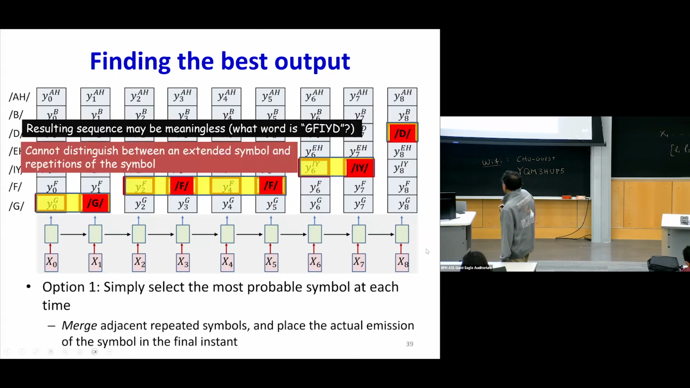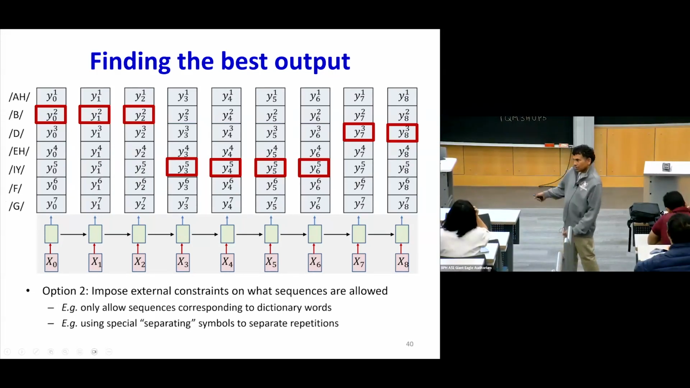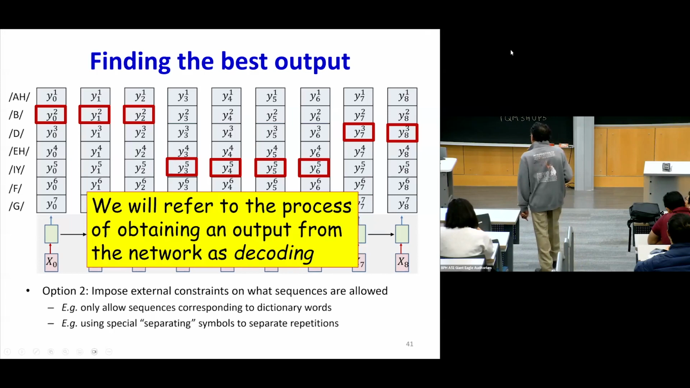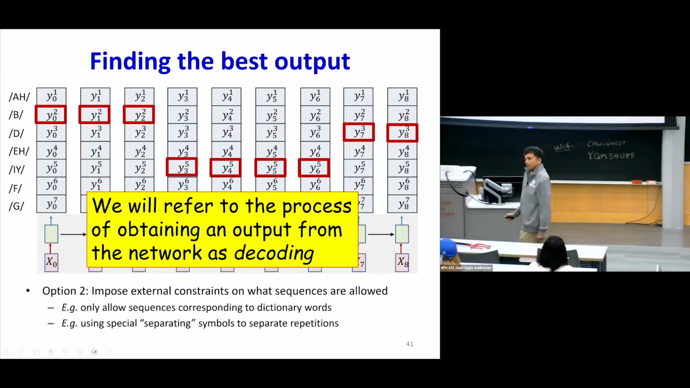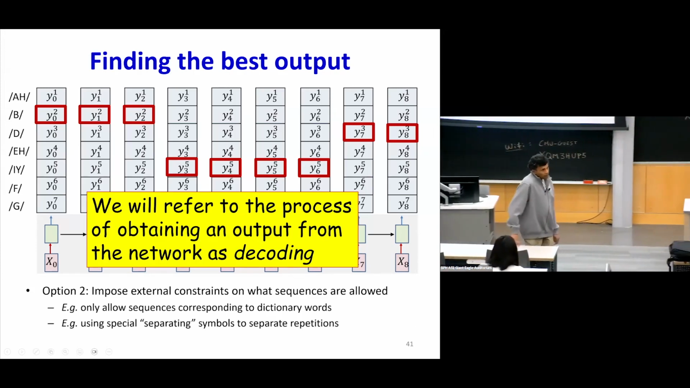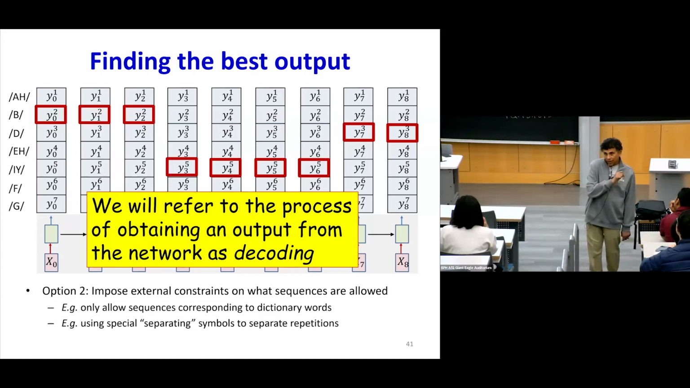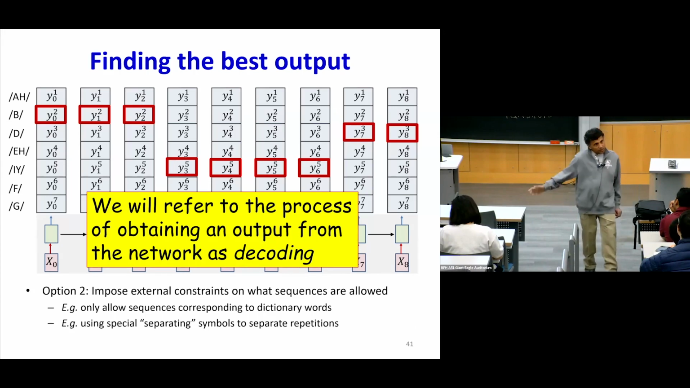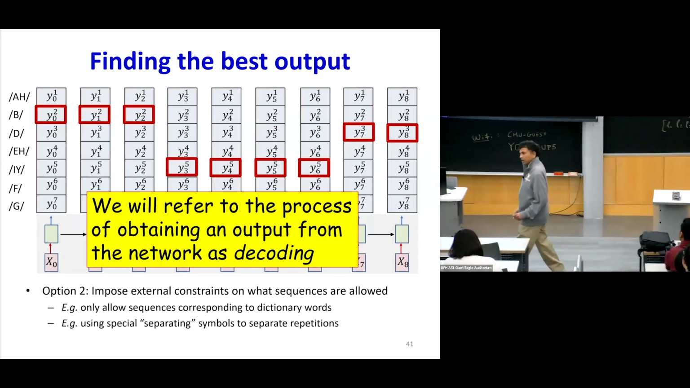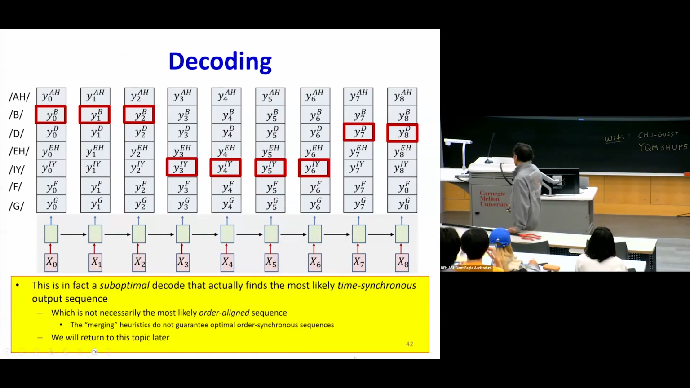Nonetheless, let's assume for now that there are other ways you can be smarter. You can impose external constraints saying that whatever sequence you pull up must match the words in a dictionary or something of that kind. But in any case, for now, let's just assume that we have some idea of how to perform inference. We're going to return to the problem of inference, but for now, our approach is that you just pick the most likely symbol at each time and then merge repetitions, and you're going to output something only at the final time in a sequence of repetitions, okay? So problem solved, right?